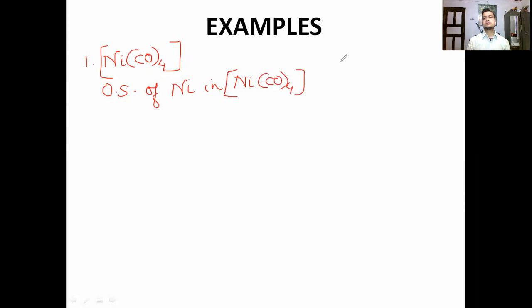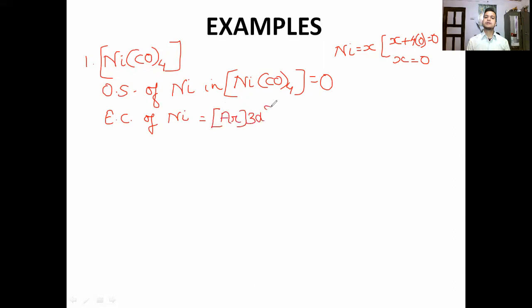First, again, the oxidation state of Ni in Ni(CO)4. Ni is X, plus 4 carbon monoxide, which is neutral, so 0 equals 0. It's a neutral complex; nothing is outside the coordination sphere, no charge. So X equals 0. It is present as a nickel atom, not as an ion. The electronic configuration of nickel, atomic number 28, is argon 3d8 4s2.